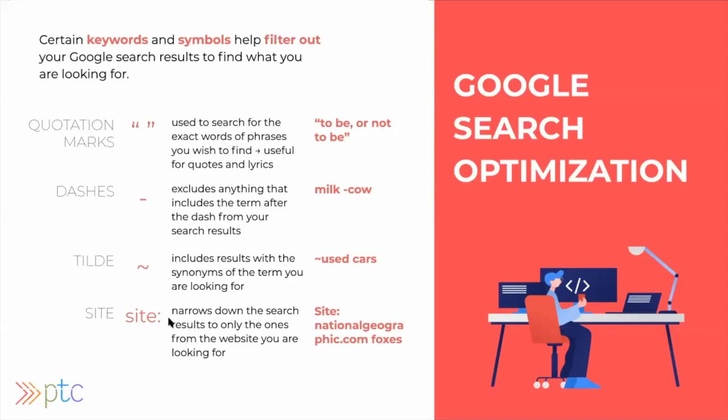If you want results from a specific website, just use a site query to narrow down the search results to only the ones you need. Type site, followed by a colon, the website you want to look for, and the phrase you want to search for.